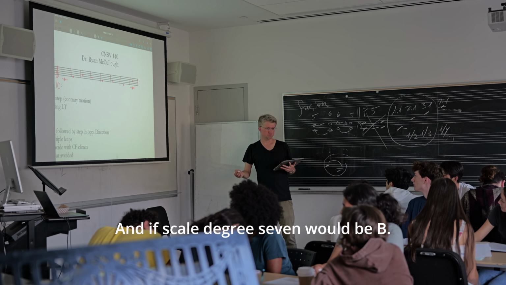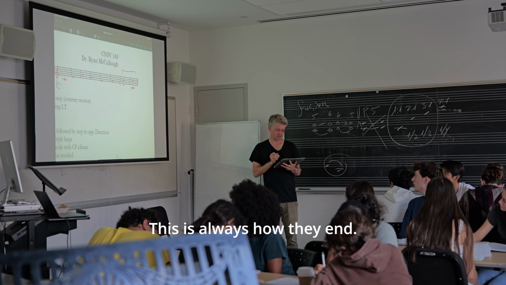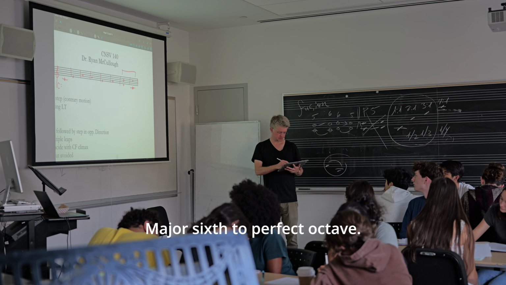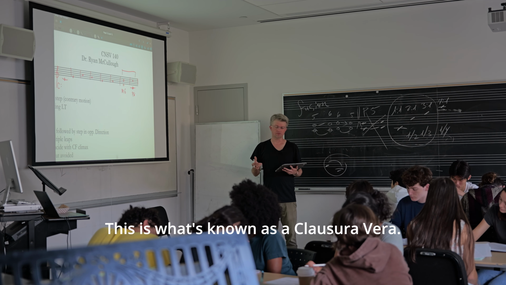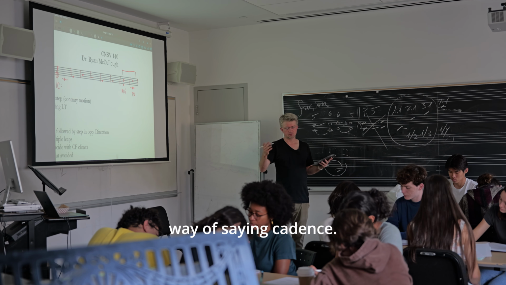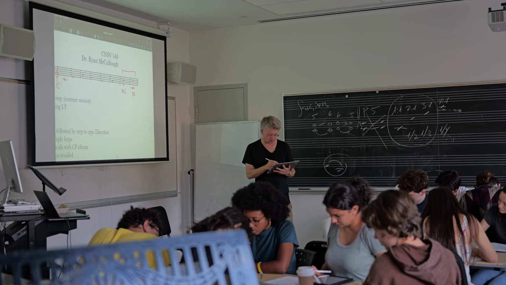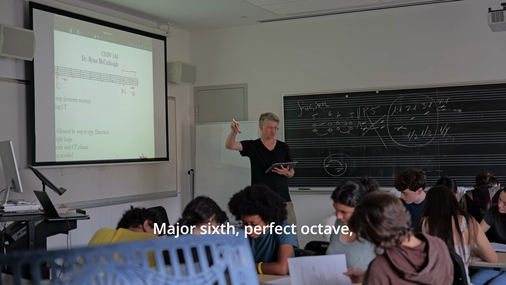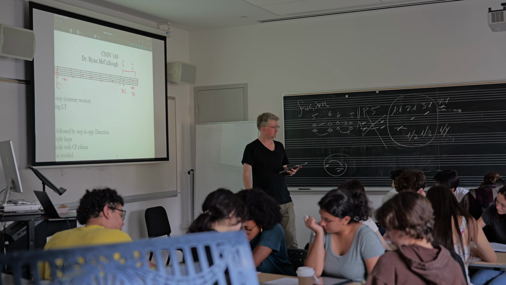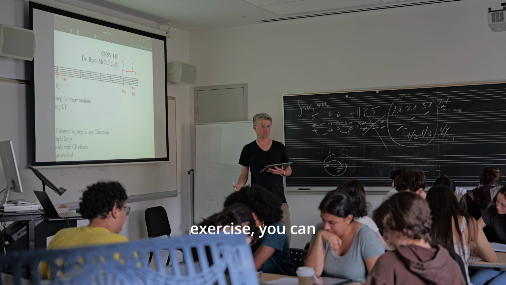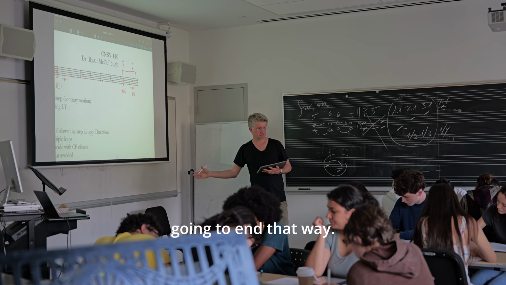And scale degree 7 would be B. This is always how they end. Major sixth to perfect octave. This is what's known as a clausura vera. That's essentially the way of saying cadence. This is the cadence of a species counterpoint exercise. Always ends this way. Major sixth, perfect octave, scale degree 7, scale degree 1. So with any species counterpoint exercise, you can always write the ending. You always know it's going to end that way.